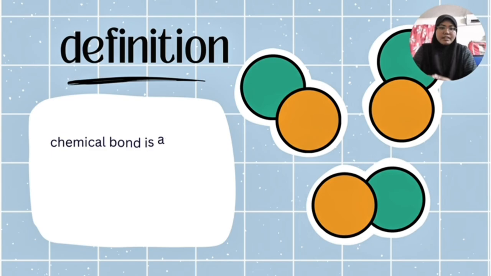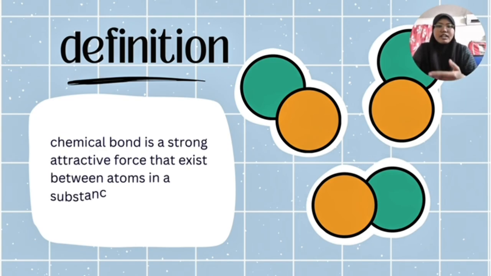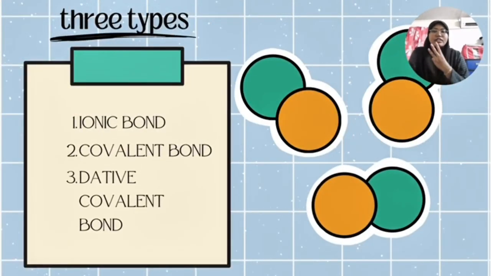So what is chemical bond? Chemical bond is a strong attractive force that exists between atoms in a substance. Next, there are three types of chemical bonding, which is ionic bond, covalent, and dative covalent bond.